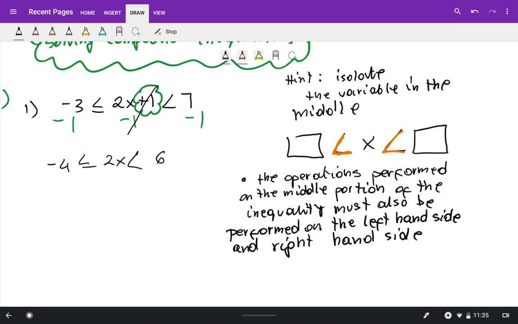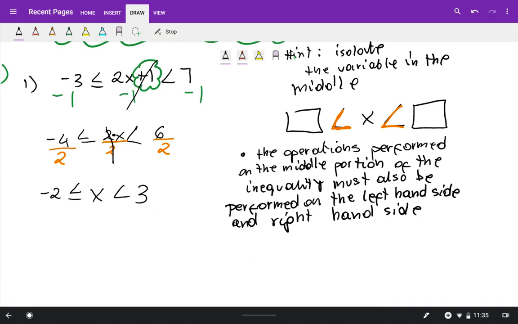Now the idea is to isolate x. I have 2 times x, so I need to do the opposite operation of multiplication, which means I'm going to divide the middle by 2 to get x by itself, and I need to do the same operation on the right side of the inequality and on the left side of the inequality. So we have -4 divided by 2, which is -2, less than or equal to x, less than 6 divided by 2, which is 3. And this is our solution.